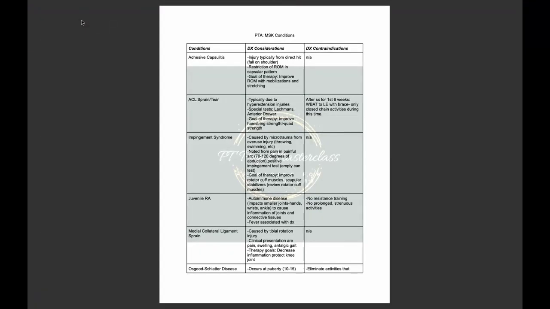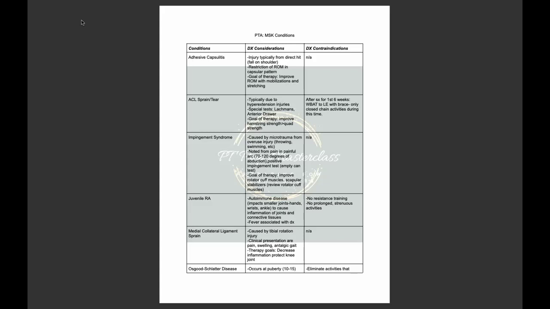Right. So this presentation is about some of the common musculoskeletal conditions and also some of the considerations, contraindications, as well as some interventions that you perform with each one of them. This is not a comprehensive list, but it is a list that will help get you started and hopefully help you differentiate some questions that you will see on your practice exams as well as the NPTE.